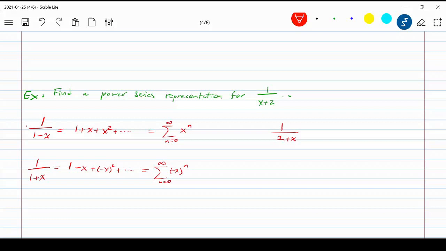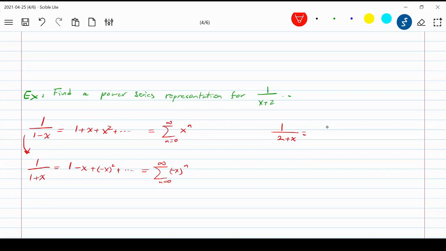These two are the same thing. Interchanging x to negative x, you get this new power series. This is an outcome from that. Okay, so it's kind of the same, but not exactly, because now instead of 1 here, I have 2. If I want to make that 2, what do I do?